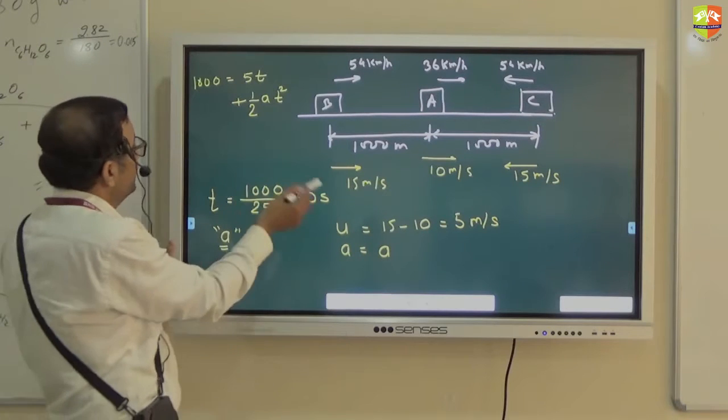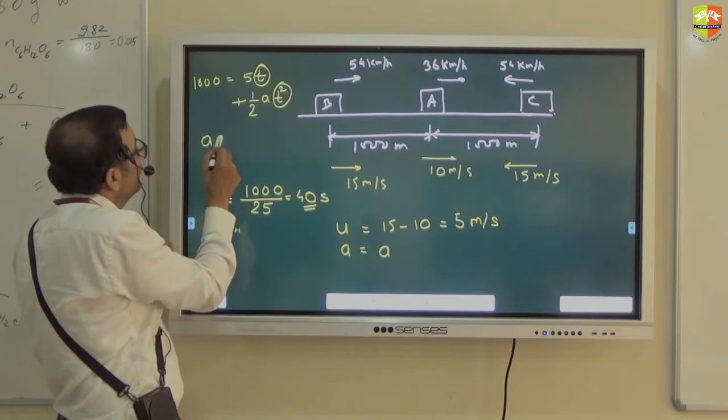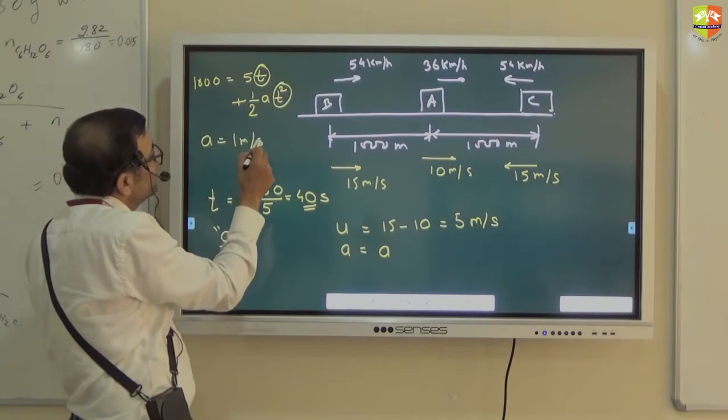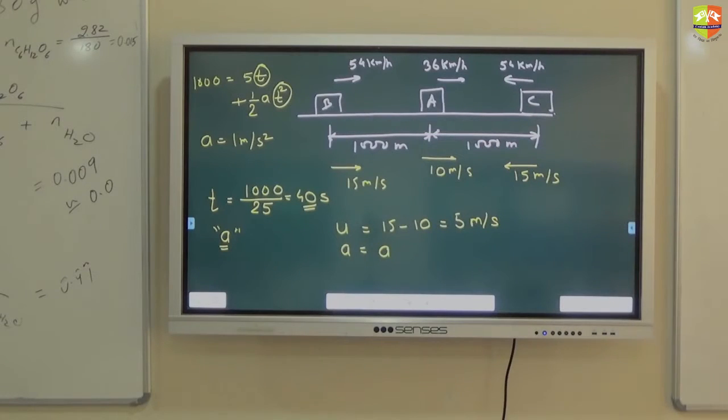And T is what? 40 seconds. So put T equal to 40, you'll get A equal to 1 meter per second square. Any doubts? Understood, all of you? Clear, right? Okay.